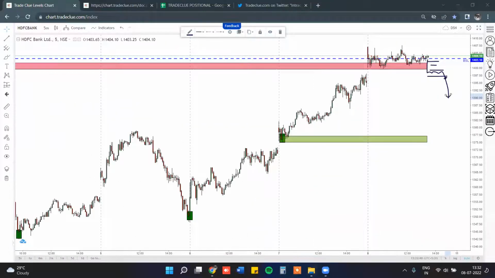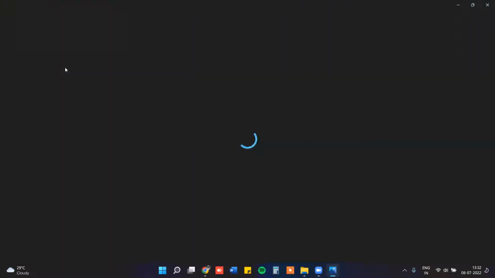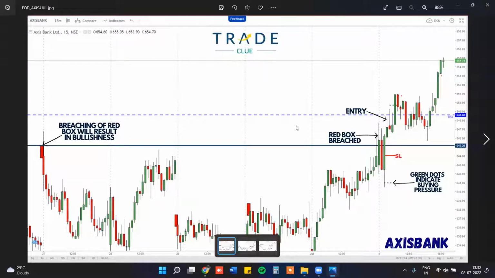So these were the kind of stocks to focus that came this week. An Axis Bank alert came around 4th July. This was the red box, and the same way it breached over here and then started giving a swing low. Either you can trade as soon as the alert is breached, that is, the red box is breached, or you wait for your swing low to happen.